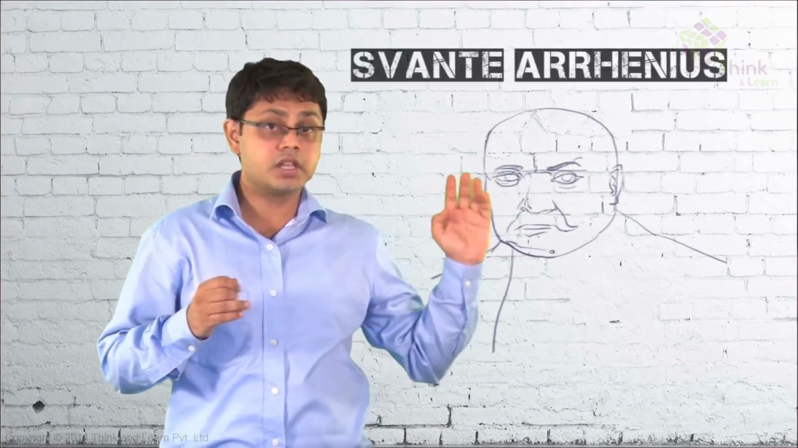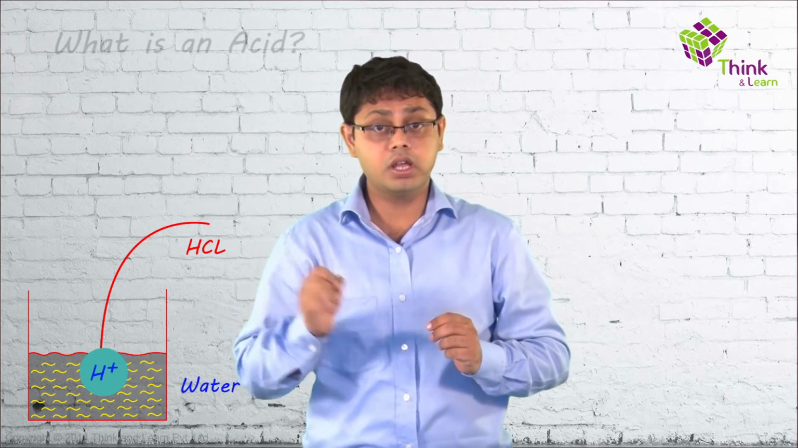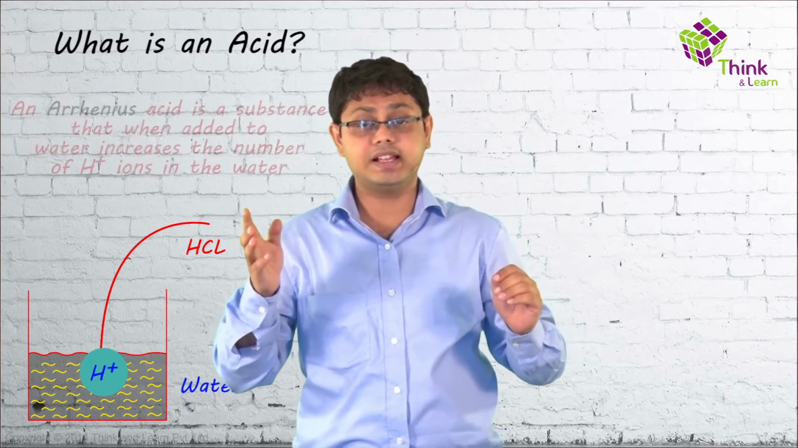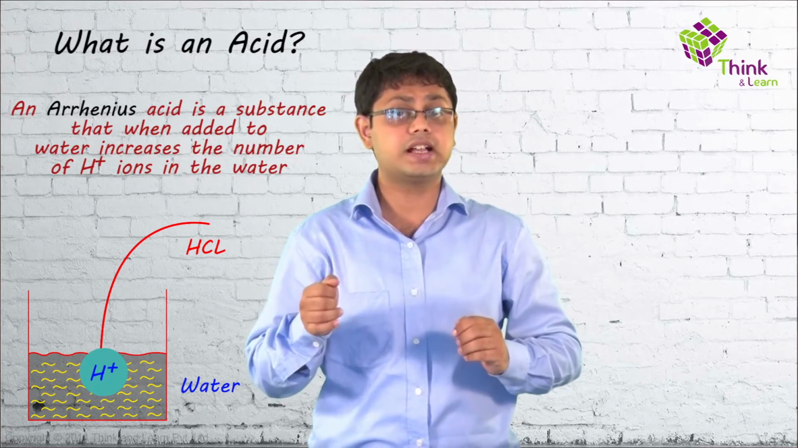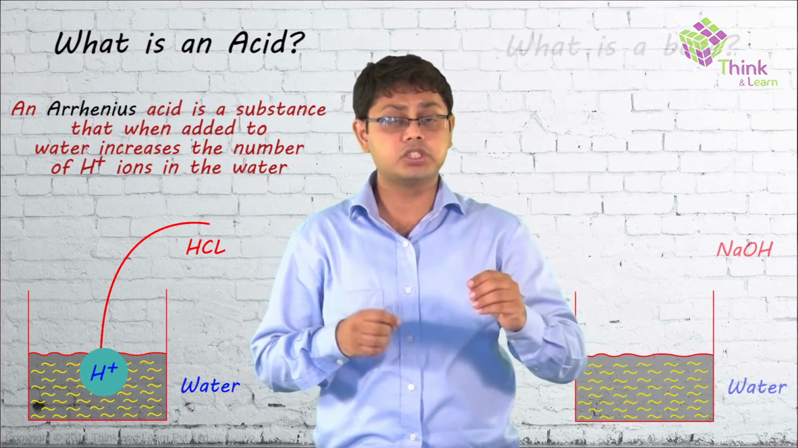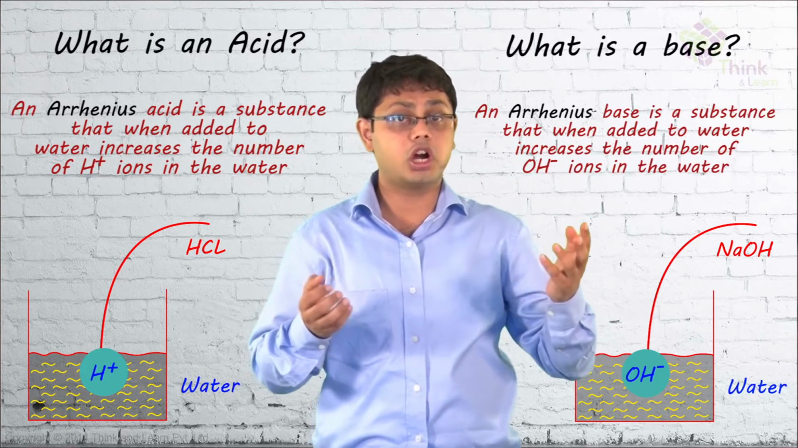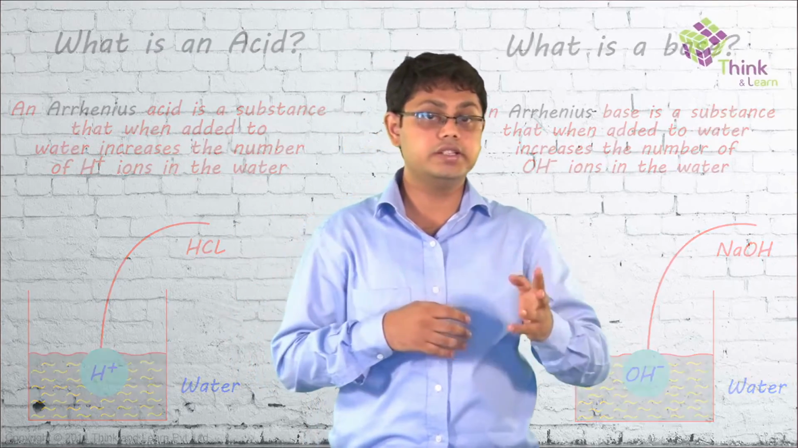It was in 1887 that Svante Arrhenius presented the idea of electrolytic dissociation. What he said was very simple. When a particular substance is dissolved in water, it produces hydrogen ions, and he called that an acid. Therefore, all acids that follow this are called Arrhenius acids. When a particular substance, when dissolved in water, produces OH minus ions, it is called a base. All bases that follow this are called Arrhenius bases.